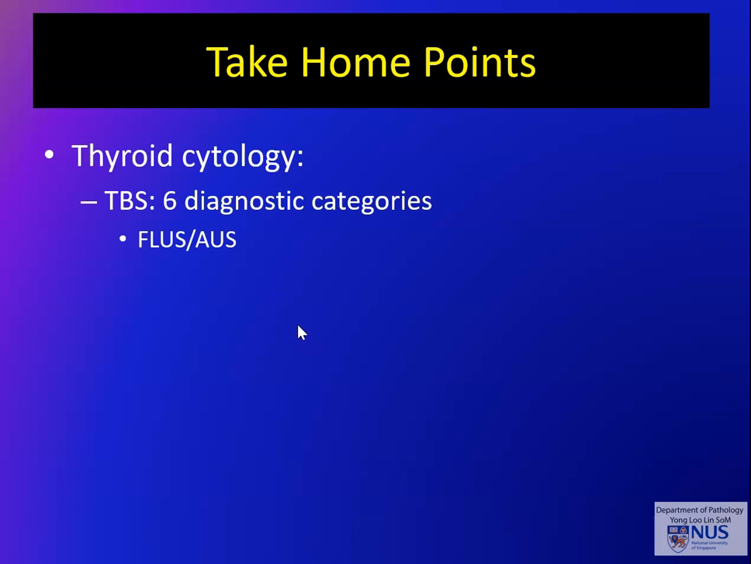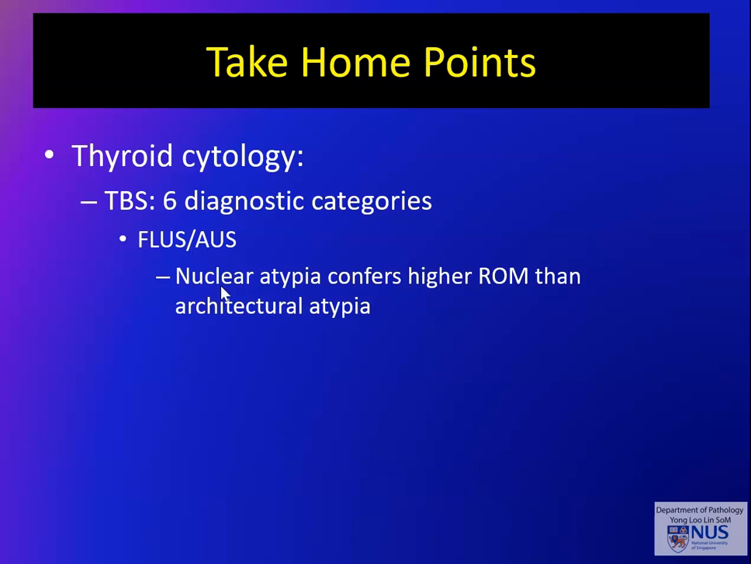And for thyroid cytology, we have the 6 diagnostic categories in the Bethesda system. For this particular category of FLAS or AUS, nuclear atypia confers a higher risk of malignancy than architectural atypia alone, so it is important to look in the pathology report for this.